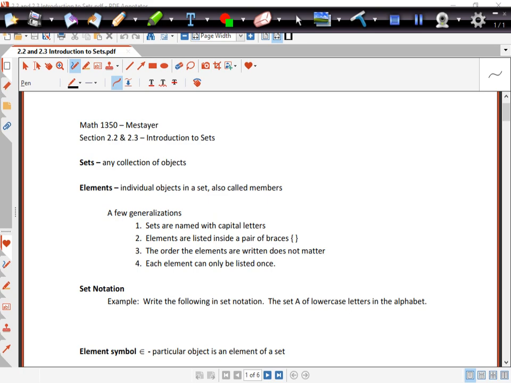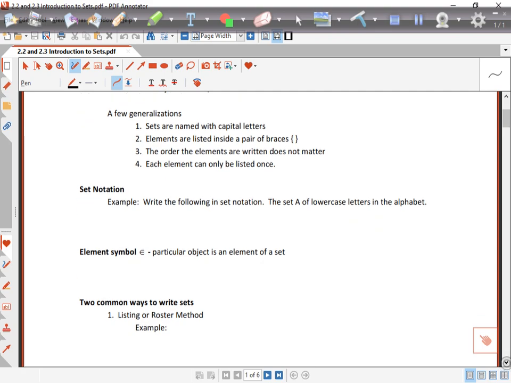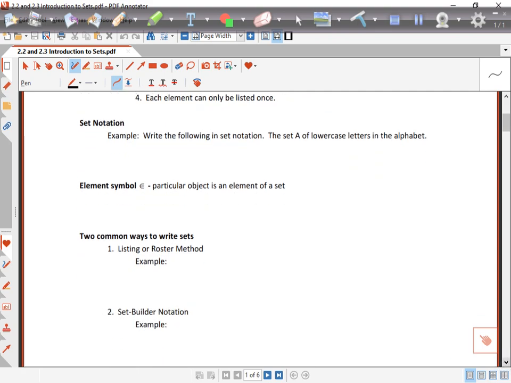So the first thing we're going to look at is set notation. We're going to write the following set in set notation. The set A is lowercase letters in the alphabet. So capital A, curly braces, a, b, c, and you could list them all. I'm going to use the dots in the middle to represent that it's every letter in between. And so then we'd have all of the letters in the alphabet that are lowercase. The number of elements would be 26 because there are 26 letters in the alphabet.